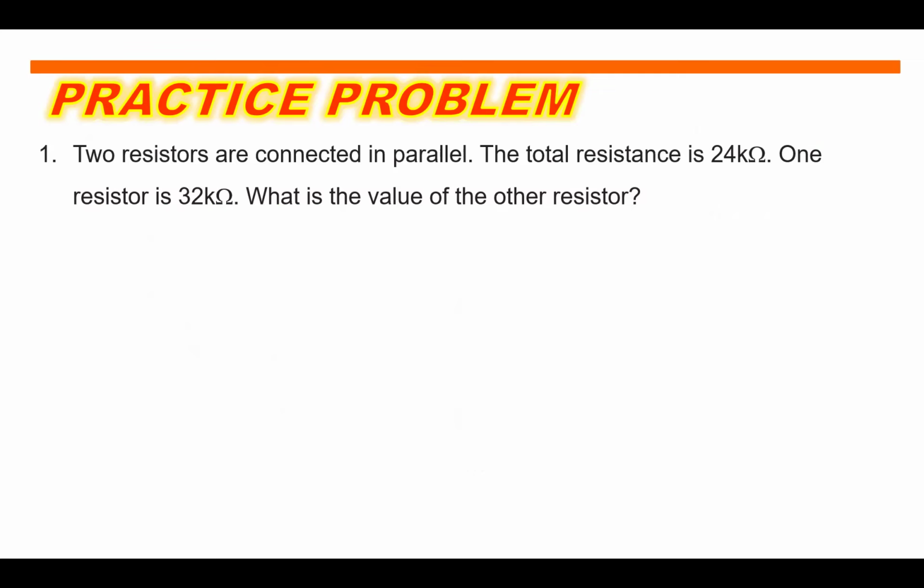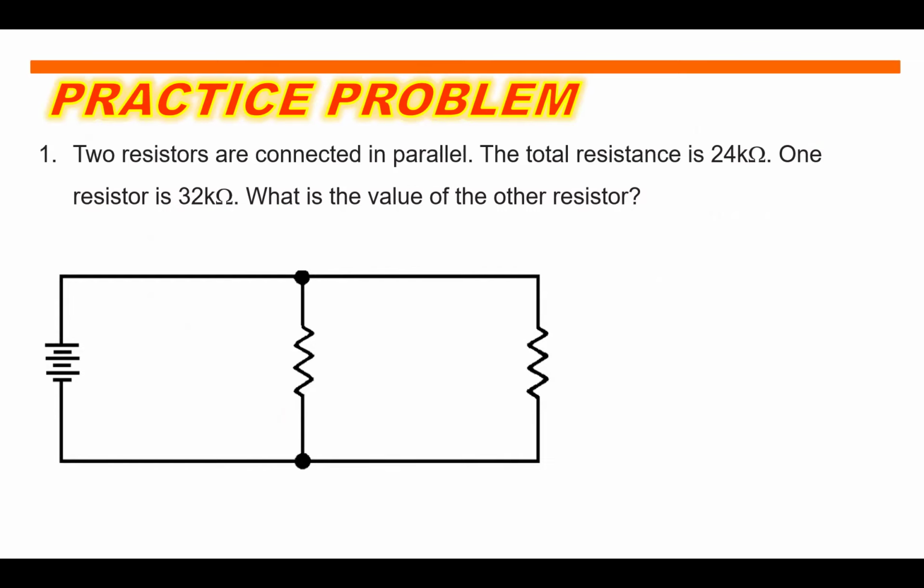Two resistors are connected in parallel. The total resistance is 24 kilo ohms. One resistor is 30 kilo ohms, 32 kilo ohms rather. What is the value of the other resistor? So we have two resistors connected in parallel. Let's call them R sub 1 and R sub 2. The total resistance is 24 kilo ohms. And R sub 1, let's call it R sub 1, that is equals to 30 kilo ohms. So we are asked to solve for the value of the other resistor or the R sub 2.